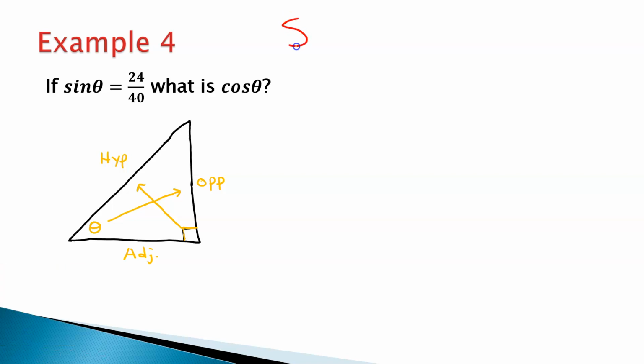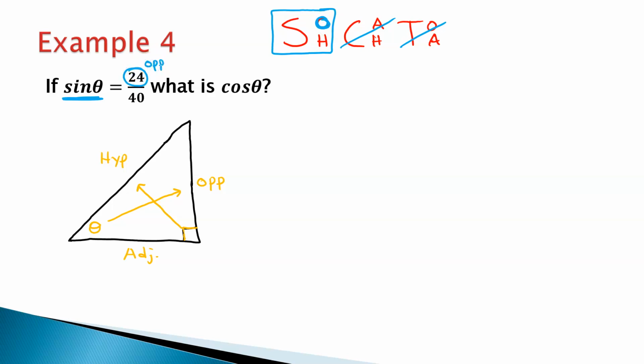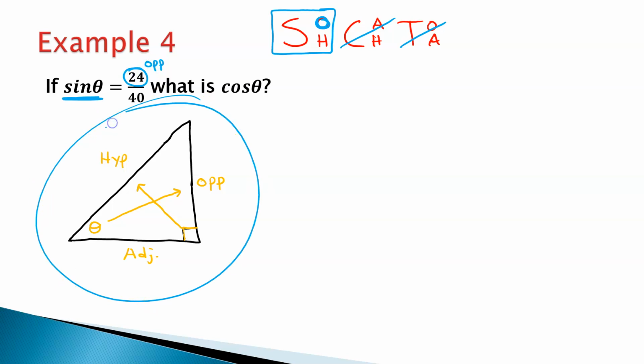Well, let's go back and take a look at SOHCAHTOA. We're not even going to use cosine right now, or tangent, so you can kind of ignore that for a minute. Take a look at sine. Sine is O. What does O stand for? So the top of this fraction, this right here, is representing O, which stands for opposite.